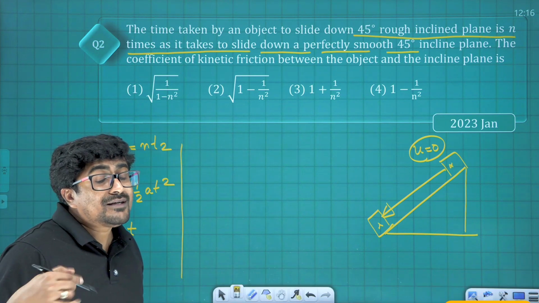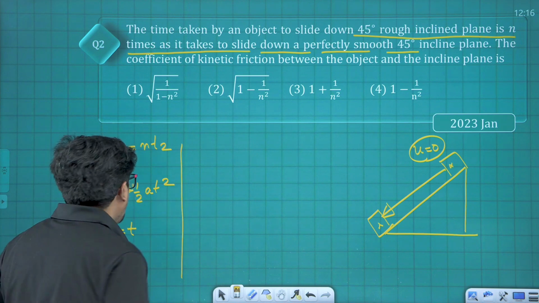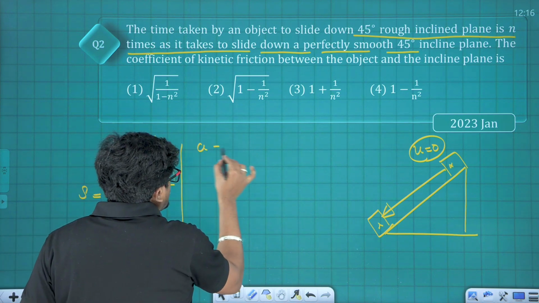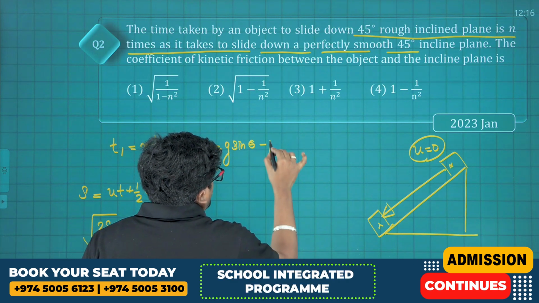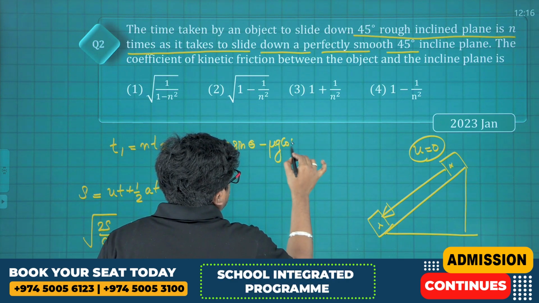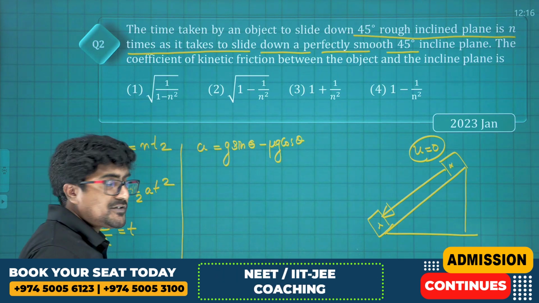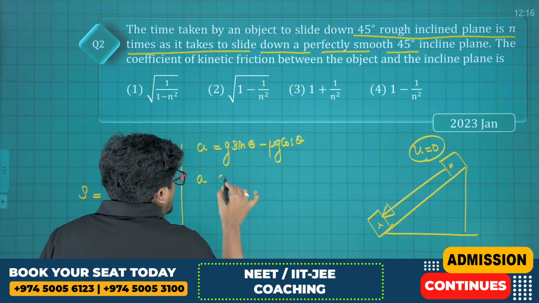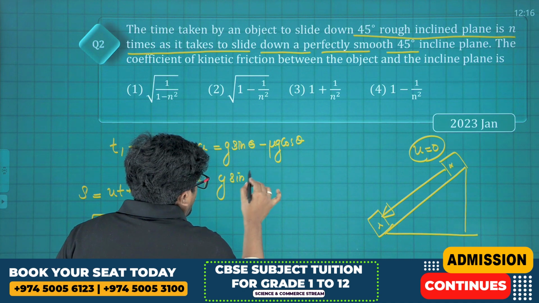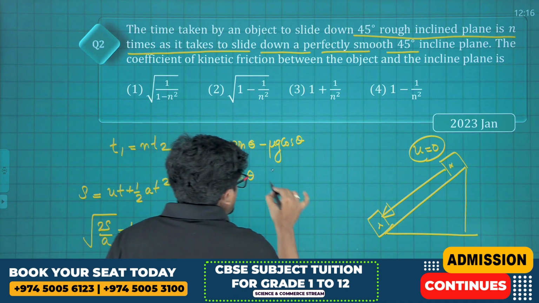Now, for the rough surface, I repeat, for the rough surface, a is going to be g sin theta minus mu g cos theta. And for the smooth surface, a is going to be simply g sin theta only.